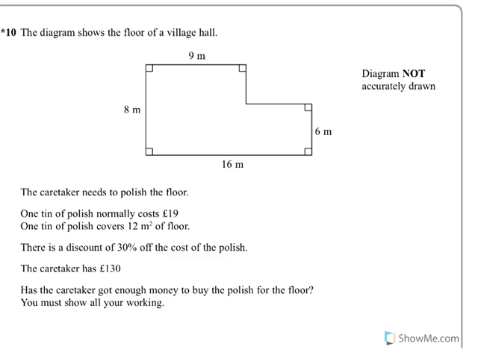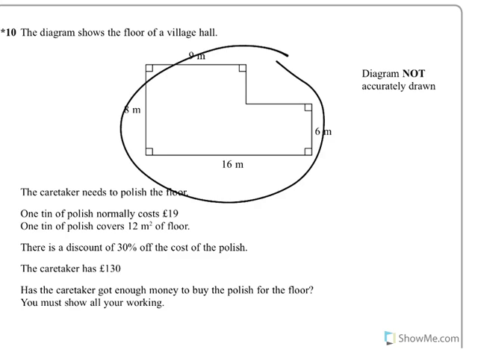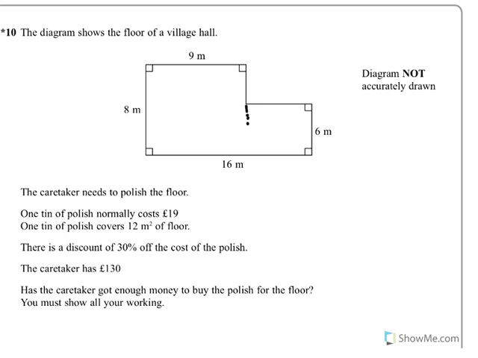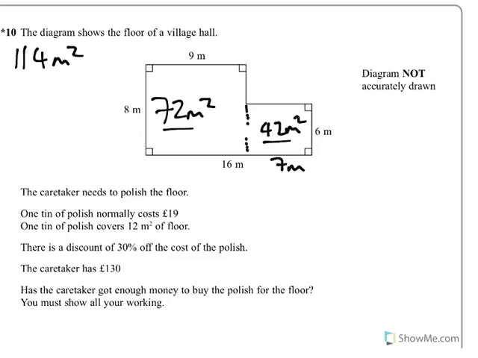Okay, so we need to firstly find how many tins of polish he's going to need. So in order to do that, we need to find the area of the village hall. So I'm going to split it into two shapes that we can find the area of. This whole length here is 16, this length here is 9, which means that this length here is going to be 7 metres. 7 times 6, 42 metres squared, and then we've got 9 times 8, which is 72 metres squared. Okay, so that means in total the area of the village hall is 114 metres squared when we add these two areas together.